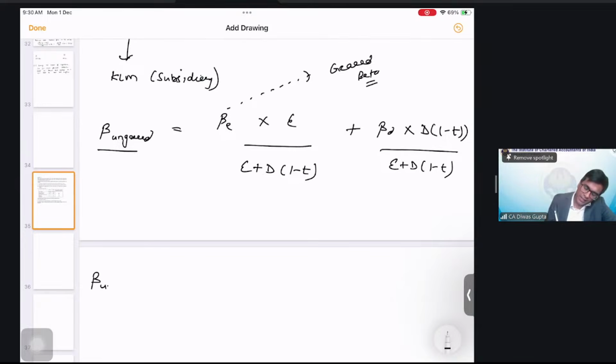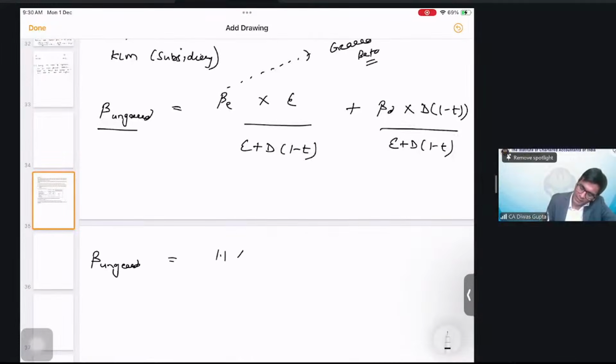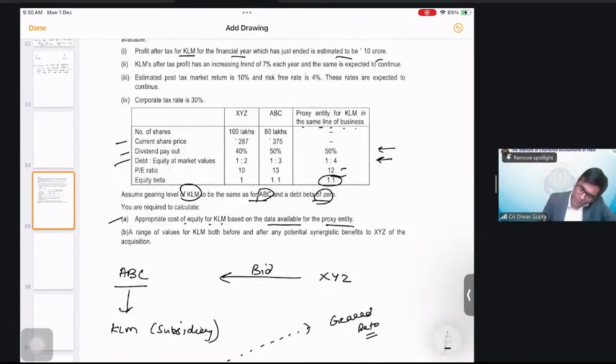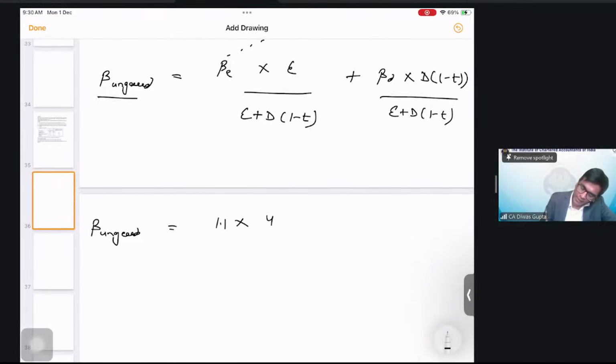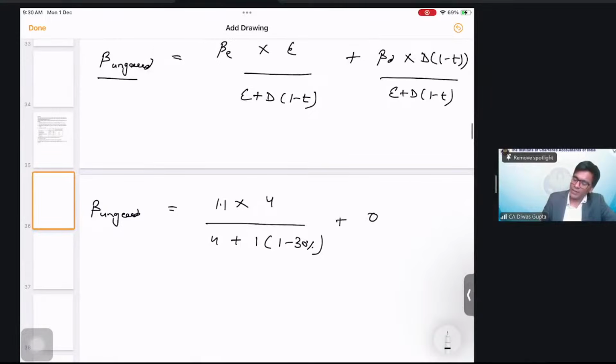So beta ungeared is equal to 1.1, which is the equity beta, correct? Multiplied by 1:4, which is the debt equity value, right? So multiplied by 4 divided by 4 plus 1, 1 minus tax rate of 30%. The corporate tax rate is 30%, students. Plus 0. Why I am doing 0 is because beta of debt is equal to 0.